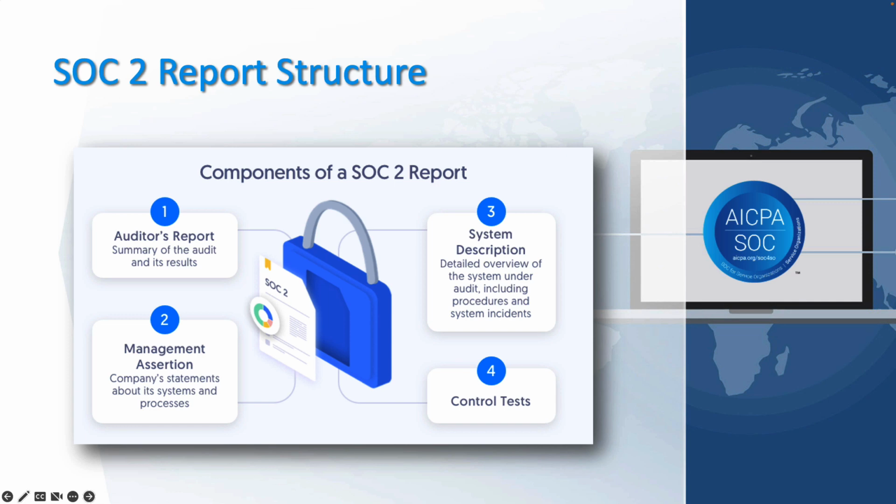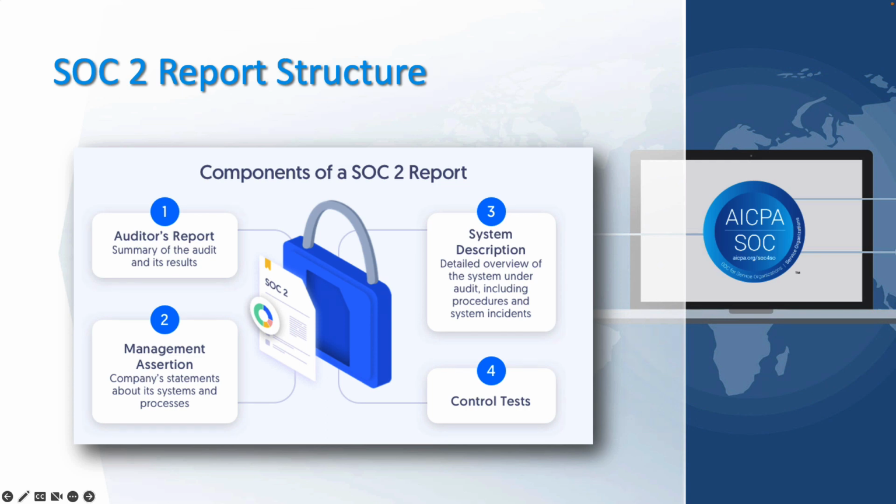All right, so we have prepared for the audit and we have gone through the audit. Now it's time to wait for the report. What does this report usually contain? It contains the auditor's point of view, the management assertion, the description of the system, and the control test.